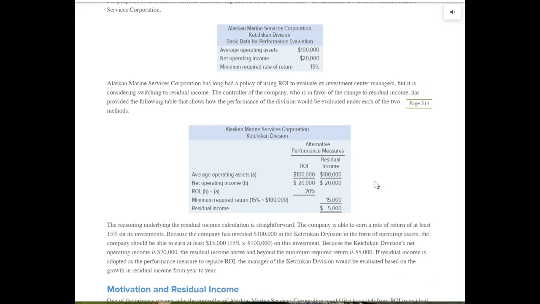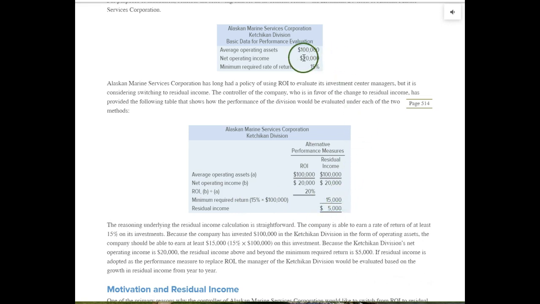Let's look at an example. Here we have the Alaskan Marine Services Corporation, and they have the Ketchikan division. Here's what the Ketchikan division is doing today. Currently, we have operating assets of $100,000. Net operating income is $20,000, and the minimum rate of return required by the company is 15%. What is the residual income for this division? It's computed in this far right column. We have the operating assets, and let's take these times the company's required minimum rate of return, 15%. And so we get $15,000.